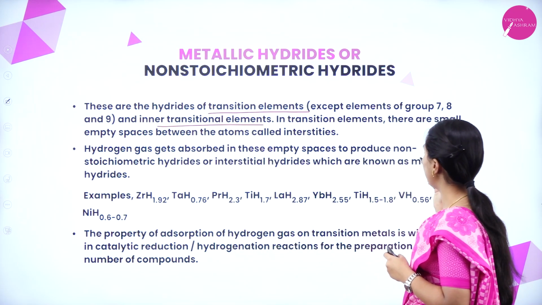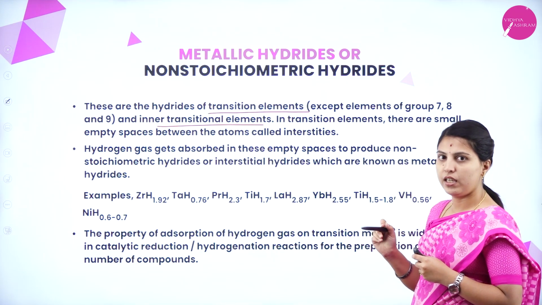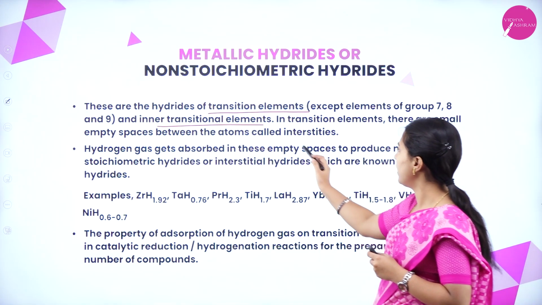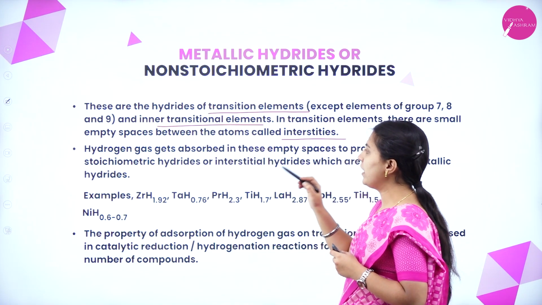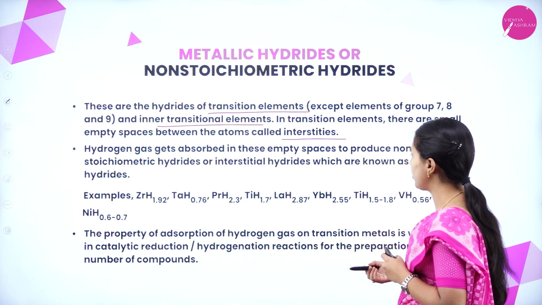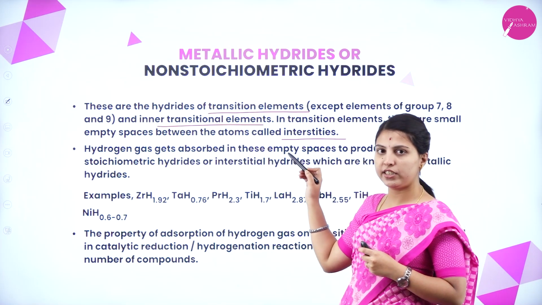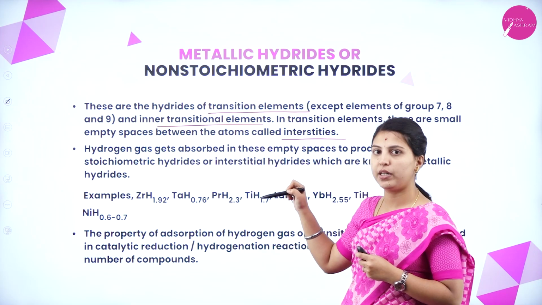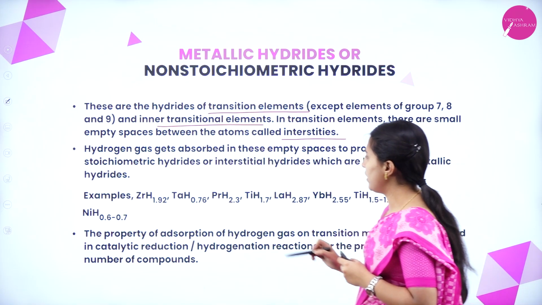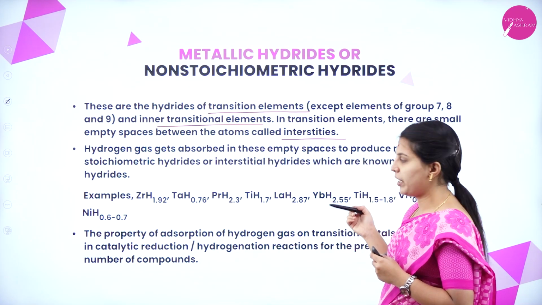In transition elements, there are small empty spaces between the atoms called interstices. In the d block also, there are many gaps or empty spaces, which are called interstices. Hydrogen gets absorbed in these empty spaces to produce non-stoichiometric hydrides or interstitial hydrides, which are known as metallic hydrides. In that gap, the hydrogen gas will be absorbed and form non-stoichiometric or metallic hydrides. These are the examples: nickel hydride, lanthanum hydride, vanadium hydride, like that.